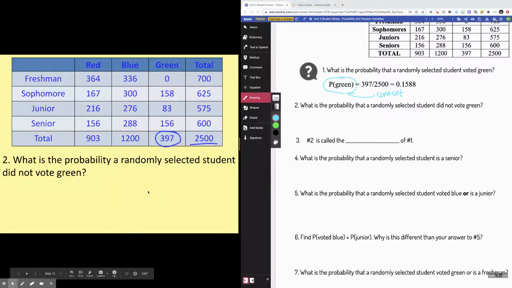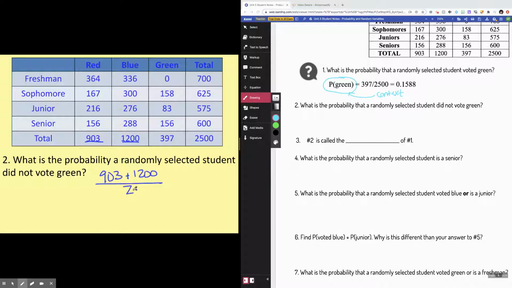Okay. All right. So the next question here is, what's the probability that a randomly selected student did not vote green? Okay. Now, there's two ways that I could do this, right? I could say, well, not green means either red or blue. So I could add those together and divide by the total, right? But wouldn't it be much easier to just do 1 minus the probability that that event did occur? Because we already calculated it, right? So that would be much easier, right?